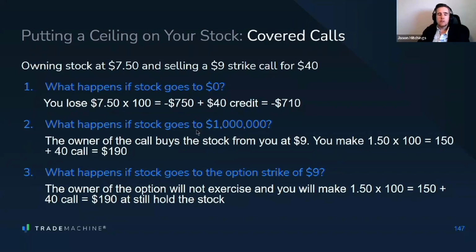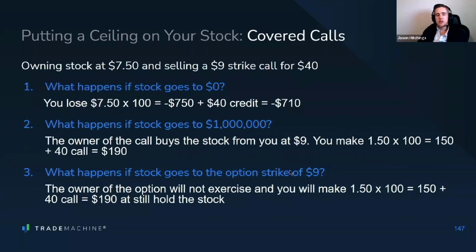If it goes to 1,000,000, well, you gave the right to your stock away at $9. So you're not going to benefit above $9. So you make $150 on your stock plus $40 on the call, and then you walk away with $190.